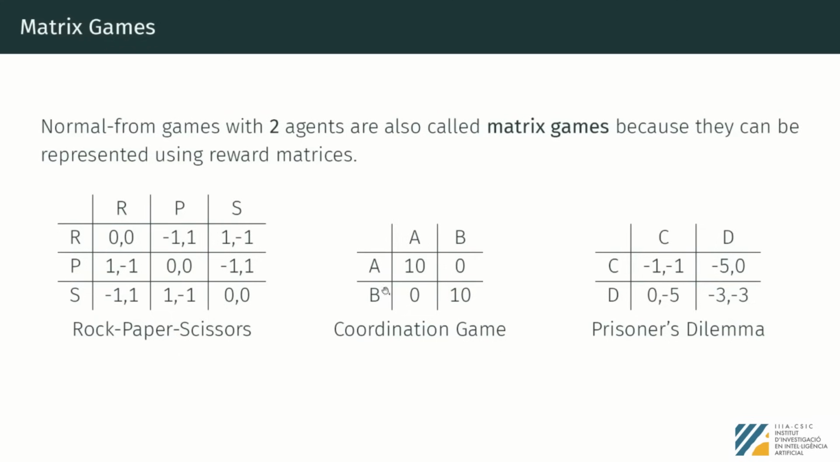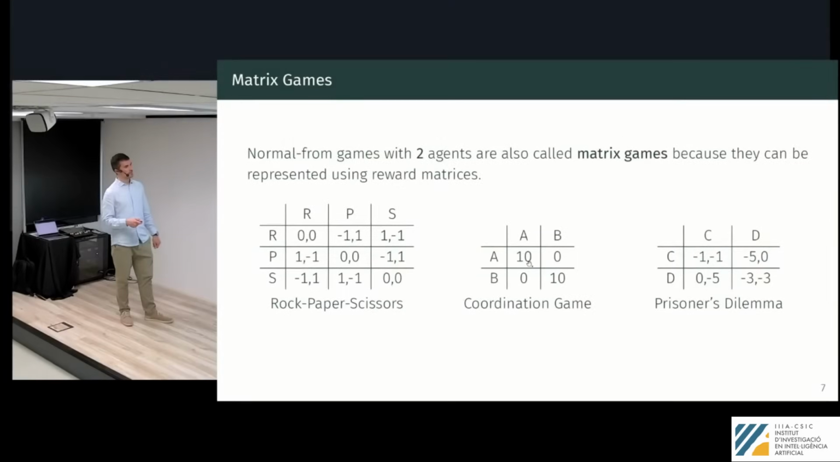There's a few more examples here. For example, the coordination game. This is a common reward game, and that's why there's only one number in each cell, because both get the same number. It's called coordination because they need to pick the same action. If they pick AA, then they get 10. If they pick BB, then they get 10. But if they miscoordinate on the actions, which means that they take a different action, BA or AB, then they get 0. That's a common reward game.